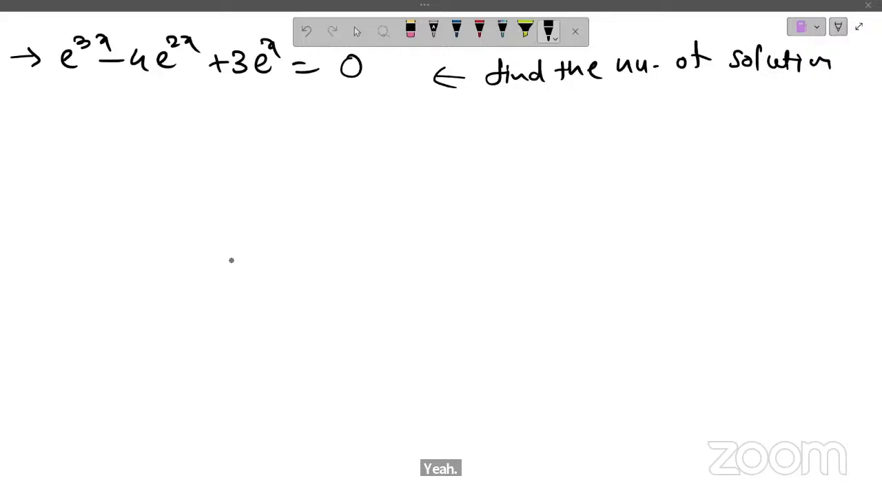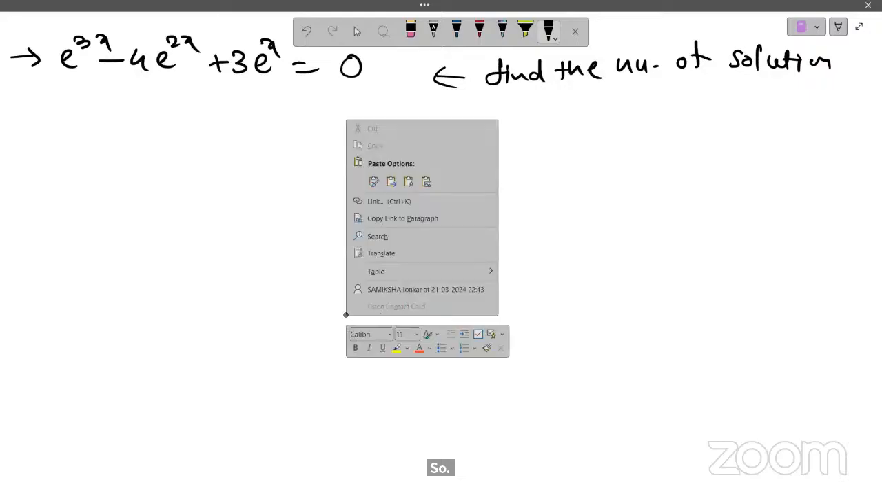Ma'am, did you change the equation? I thought it was only 3. No, yeah, this is the only equation I use. So e to the power of 3x minus 4e to the power of 2x plus 3e to the power x is equal to 0. That's the expression.